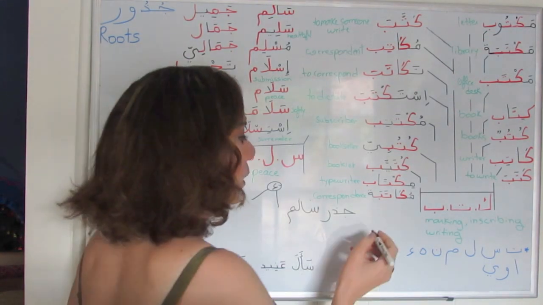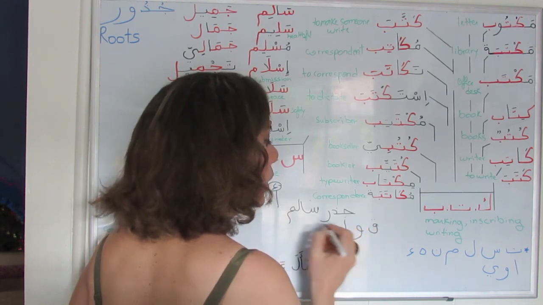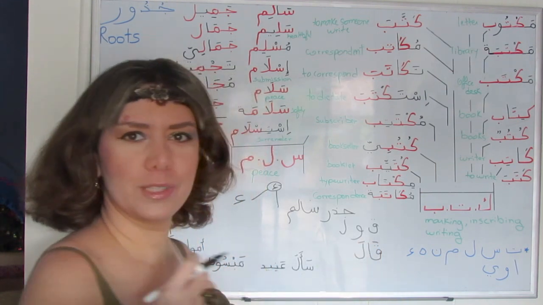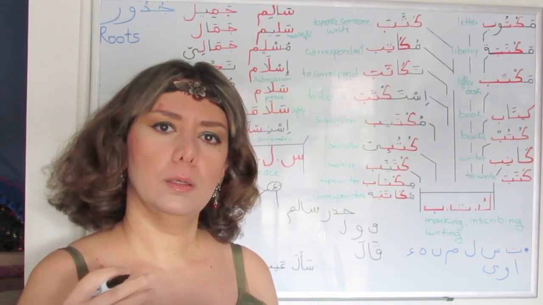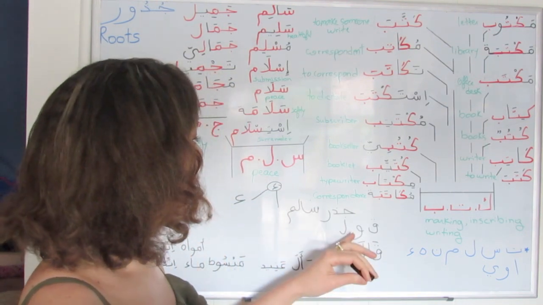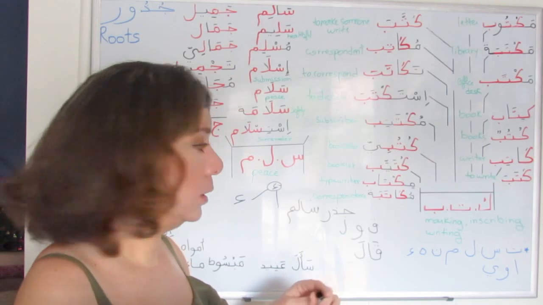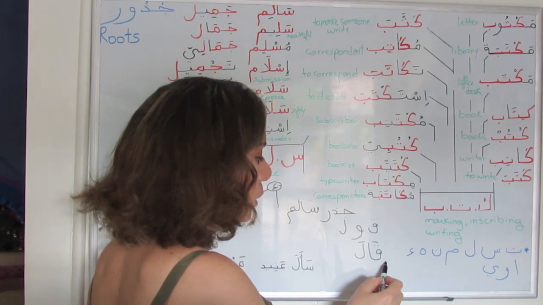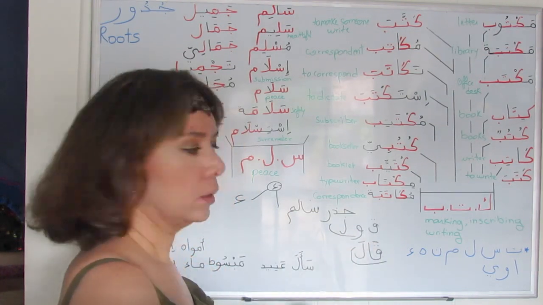For example, from the root qaf, waw, lam, we can have the word qala. Qala means to say, or he said, in the third person singular, conjugated in the past. So if we check the root, we have a waw. Where has it gone? It's not in the word. So it would be hard to extract the root from qala if we didn't know this.